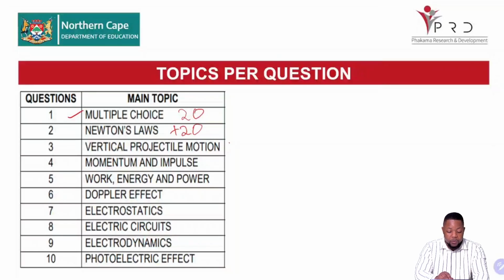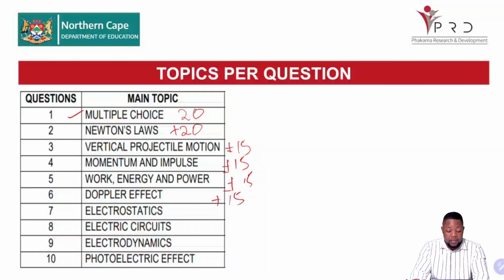Vertical projectile motion, plus minus 15 marks. Momentum and impulse, plus minus 15 marks. Work, energy and power, plus minus 15 marks. Doppler effect, plus minus 15 marks, and then the list goes on: electric circuits, electrodynamics, and the photoelectric effect. So these are the topics that you will find on your examination. Just know each question, what is being assessed in that particular question.